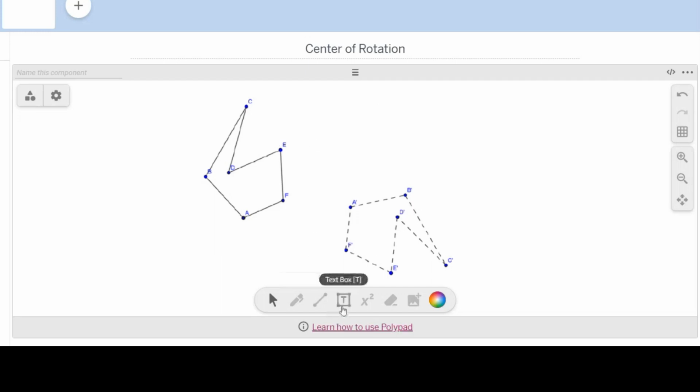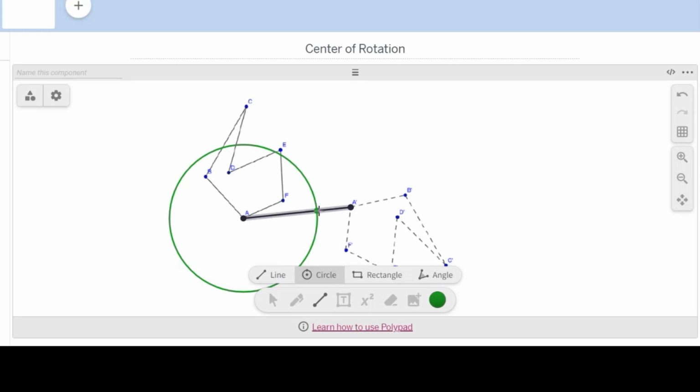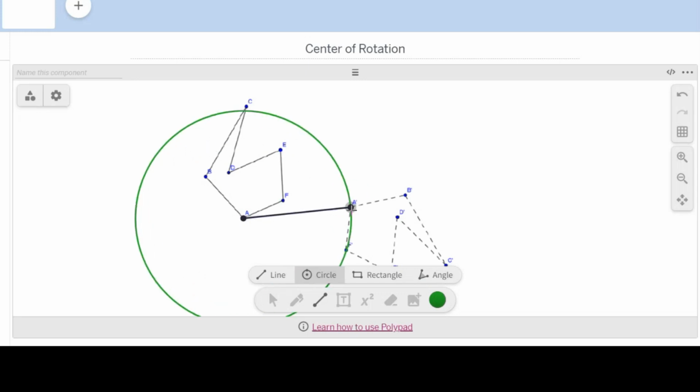So I'm going to actually use the constructions that we worked on in Unit 1. And we're just going to connect the points with each other. So A, I'm going to match it with its corresponding point of A prime. And then I'm going to make a perpendicular bisector. So you use your circle tool. And I'm just going to change the color. Go from A to A prime, and then A prime to A.